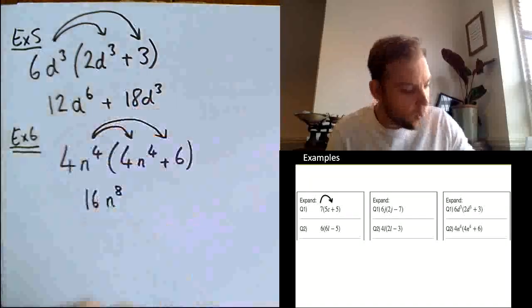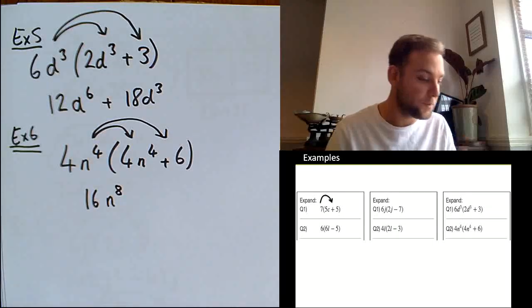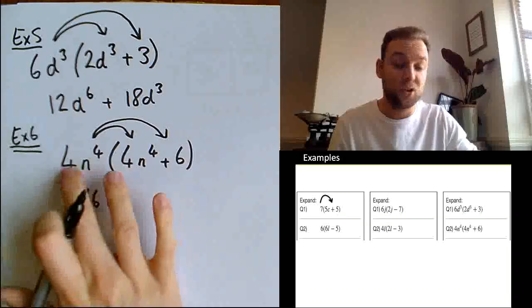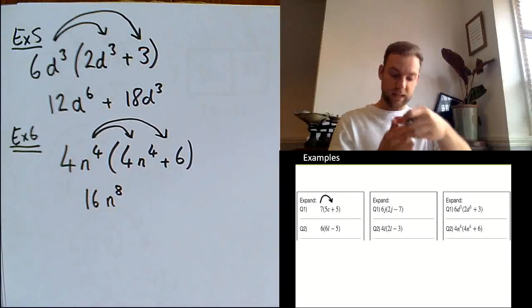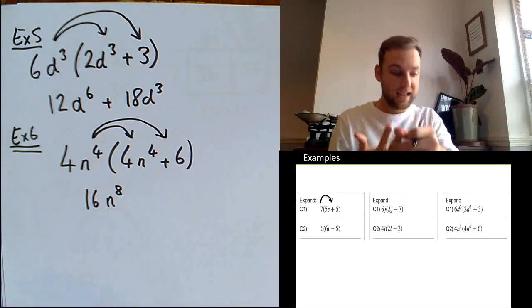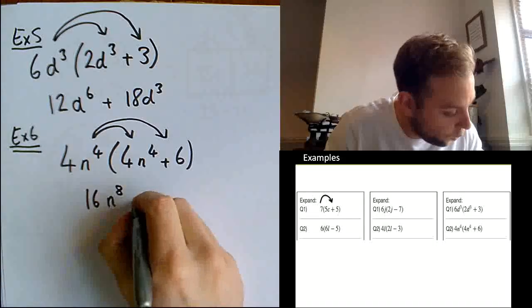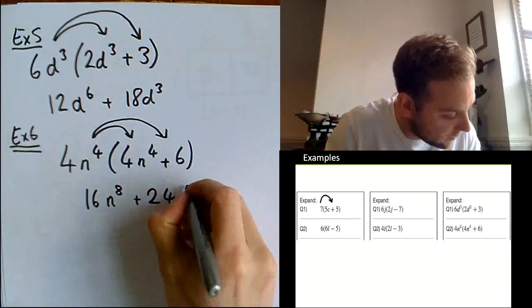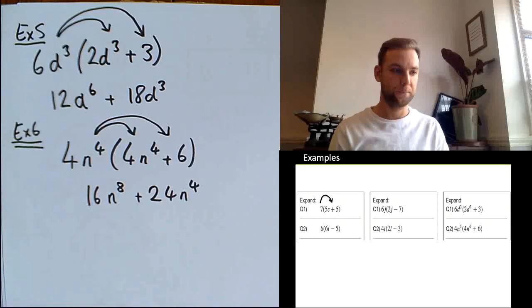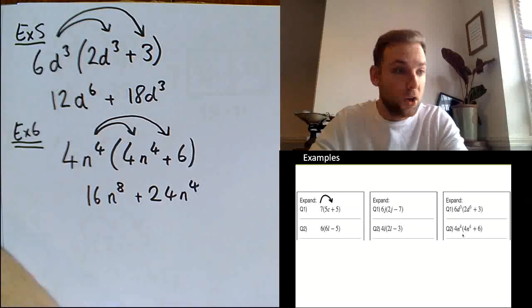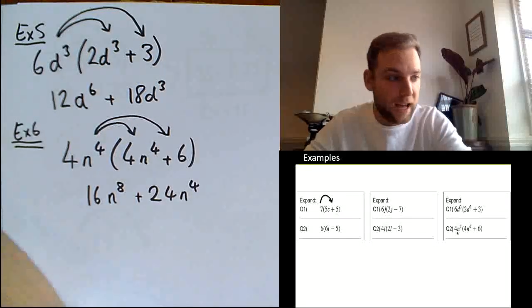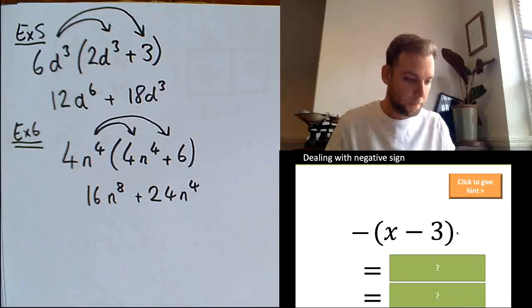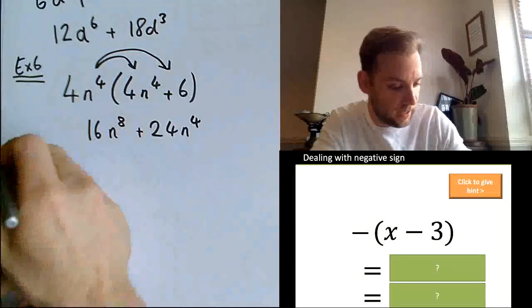And then 4n to the power of 4 times by 6. Well, that means it's 6 lots of the 4n, which is going to be 6, 12, 18, 24, plus 24n to the 4. Brilliant. So that's those examples done. So I am going to push a little bit further now. I am going to take it a little bit further. So our next example is this one here, example 7.